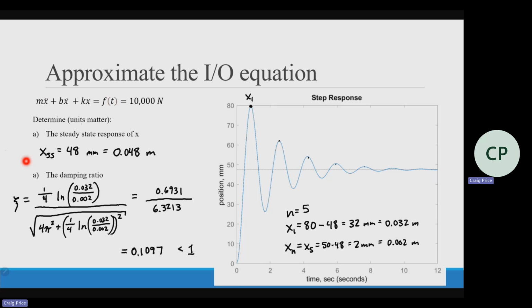So this is less than 1, so obviously we are underdamped. If I got something that was 1 or greater, obviously I'd have plugged something wrong. So that's another thing that you can check. But anytime I have really high oscillations, you can expect the damping ratio to be pretty small.